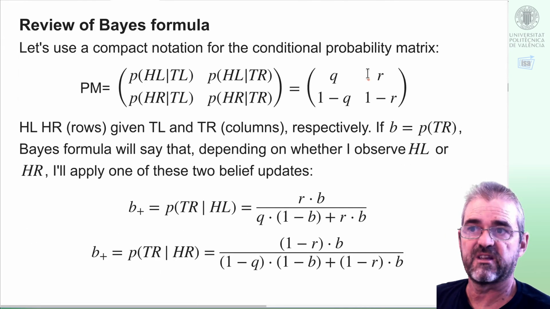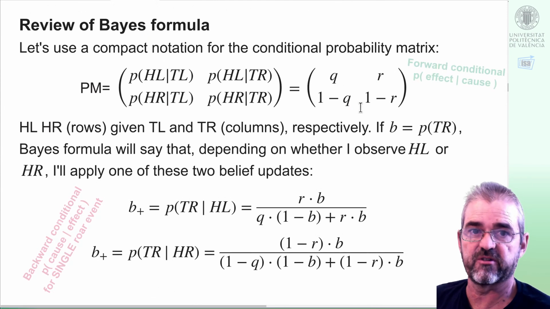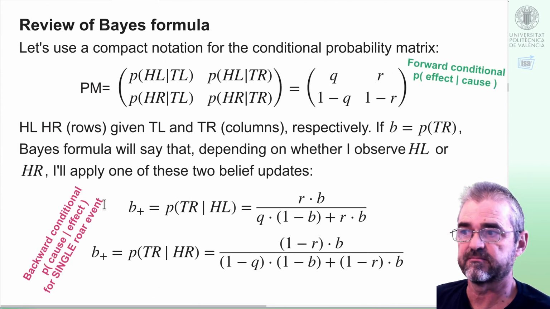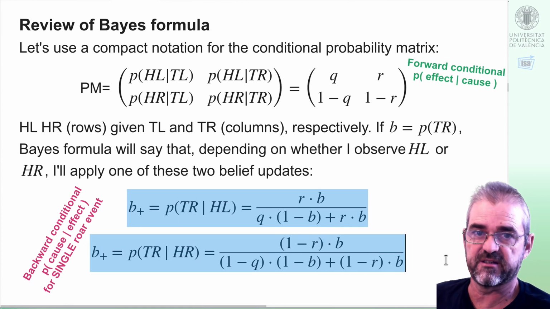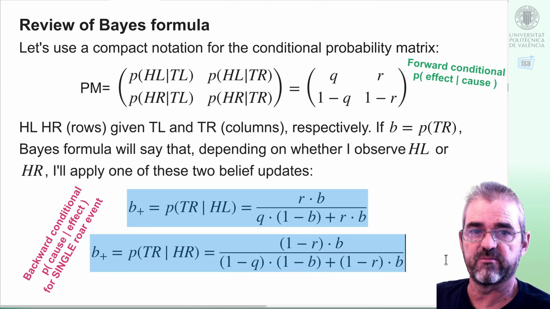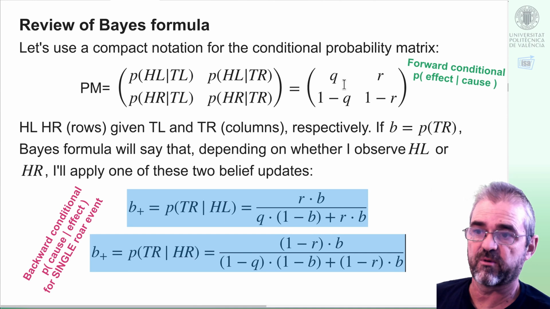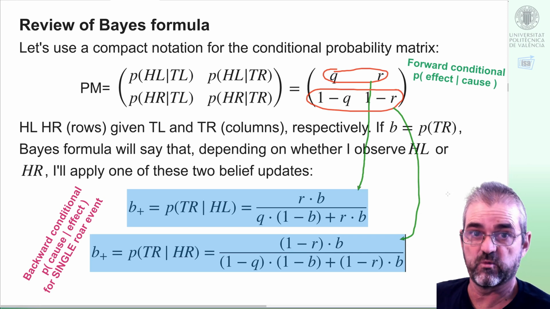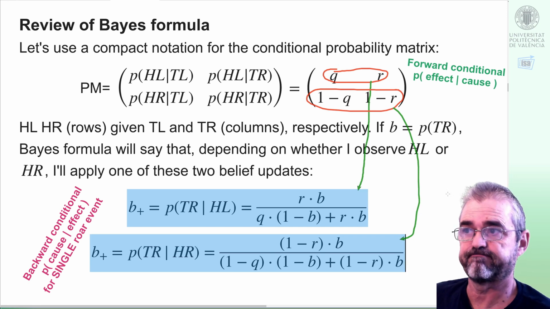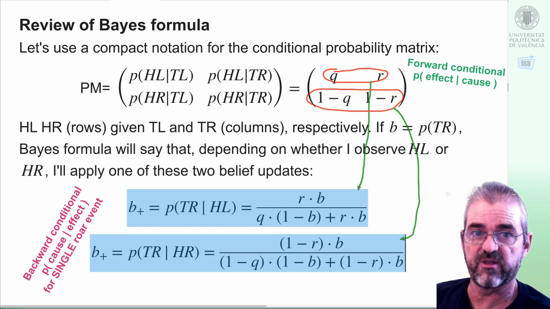And if we summarize the conditional probabilities with this Q and R compact notation, then the posterior, the backward conditional probability of cause given effect, can be computed with Bayes' formula, selecting the row associated to the here-left or here-right event, depending on what roaring event I actually heard. So this was Bayes' formula with one row.